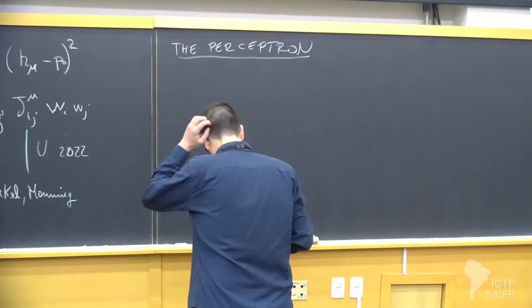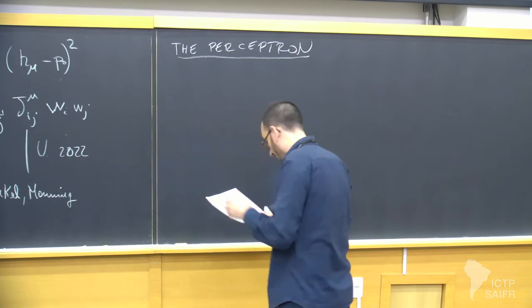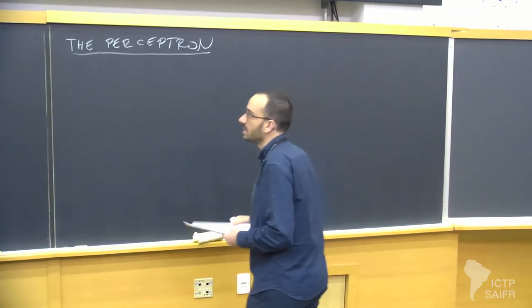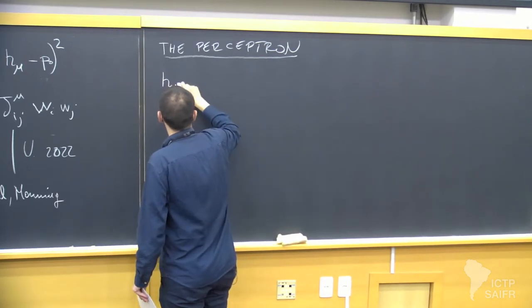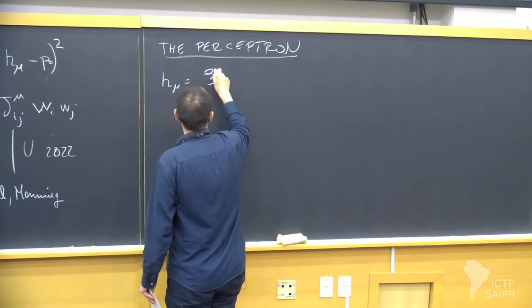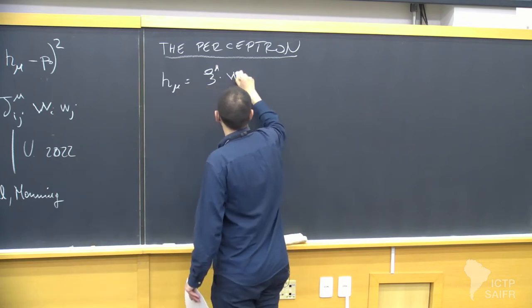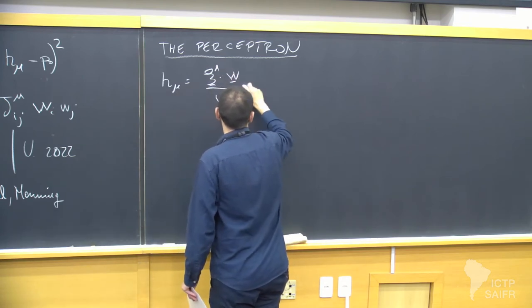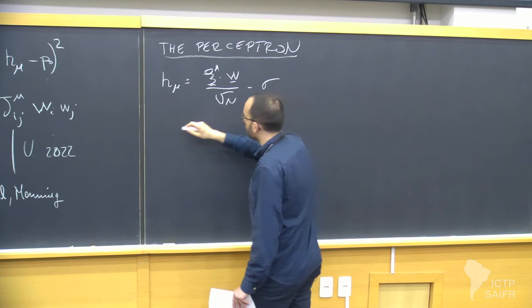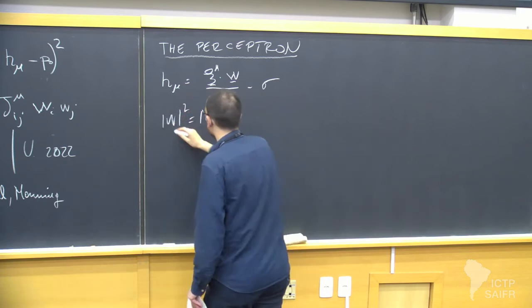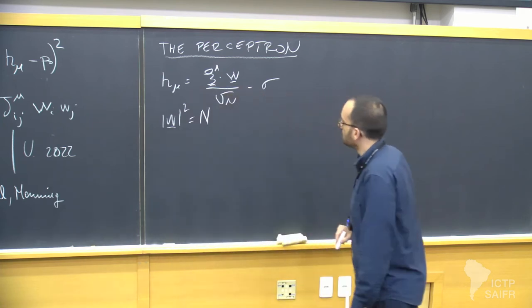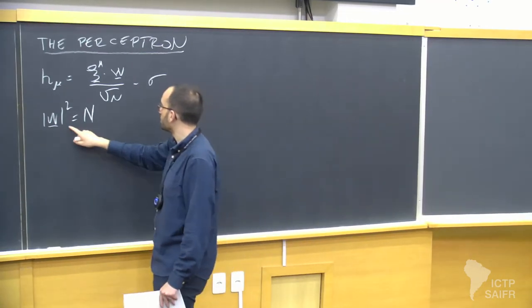So, okay, let me write again the expression for the gap. So you have this variable W that is on the sphere. Okay, so you are on the n-dimensional sphere.